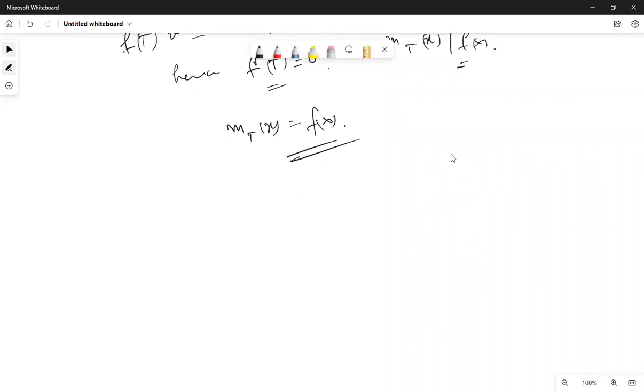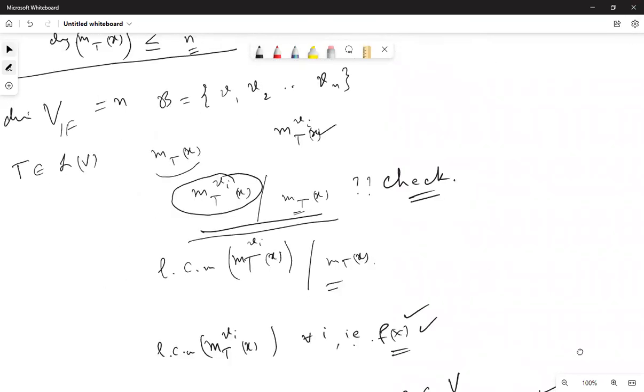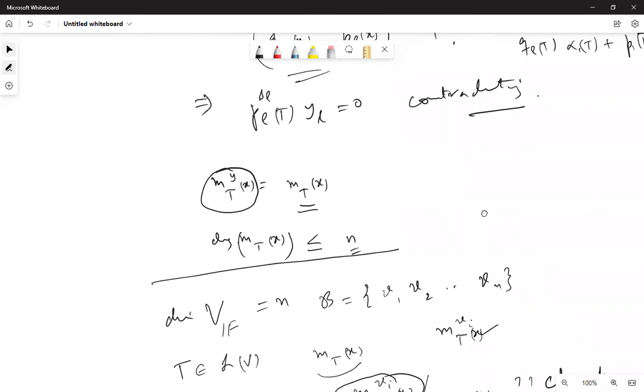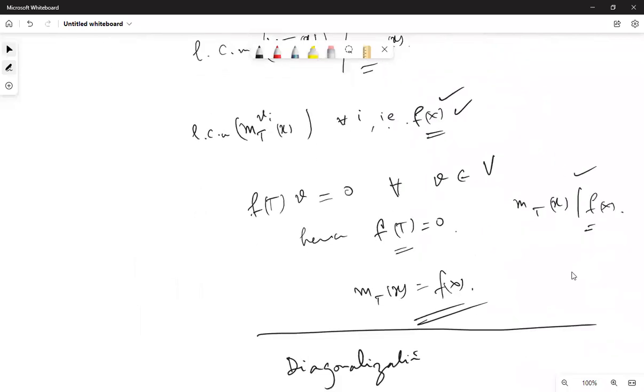Okay. Now we are coming to the last proposition. It also implies that the minimal polynomial of an operator T would be of a degree less than or equal to n, right? This is what I did. This is why we have done this proposition.